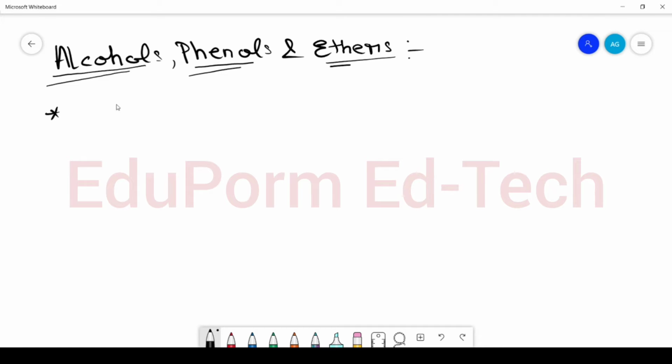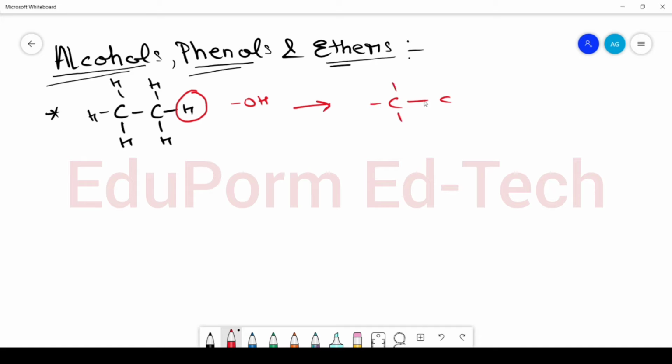Let's start with, for example, we have carbon single bond carbon, and both of these carbons are attached to 3 hydrogen atoms. 1, 2, 3, 1, 2 and 3. Now, if I replace this hydrogen atom by hydroxyl group, that means by OH, then alcohols will be formed. So this is the OH group. Here we have H, H and H.